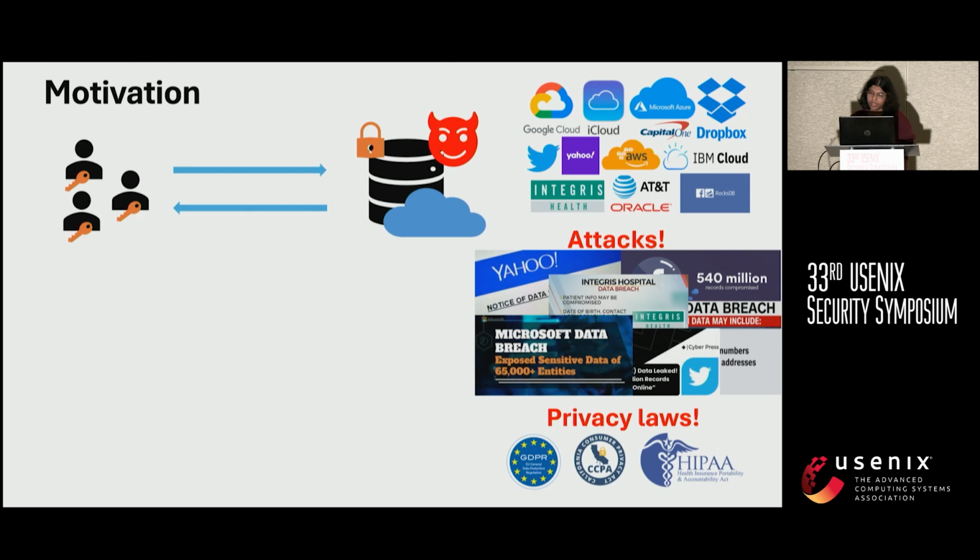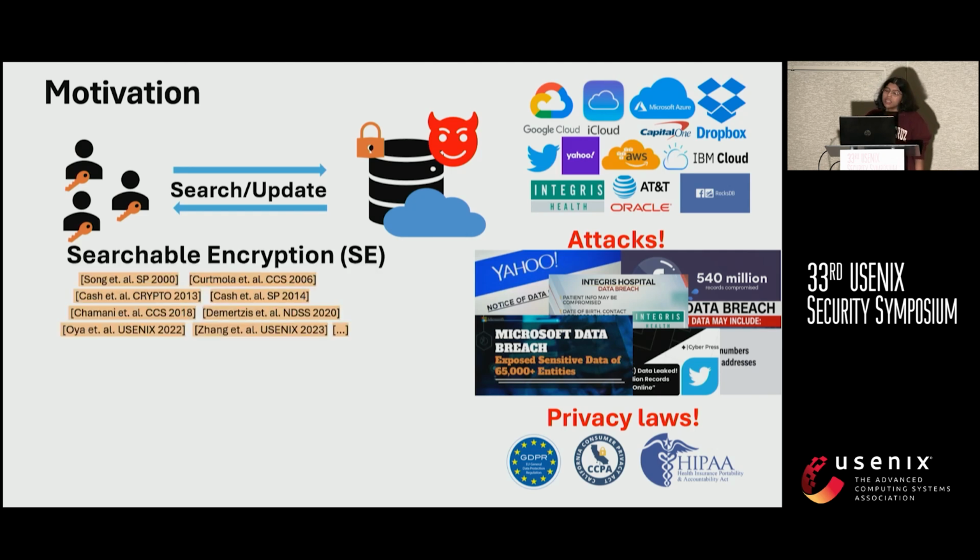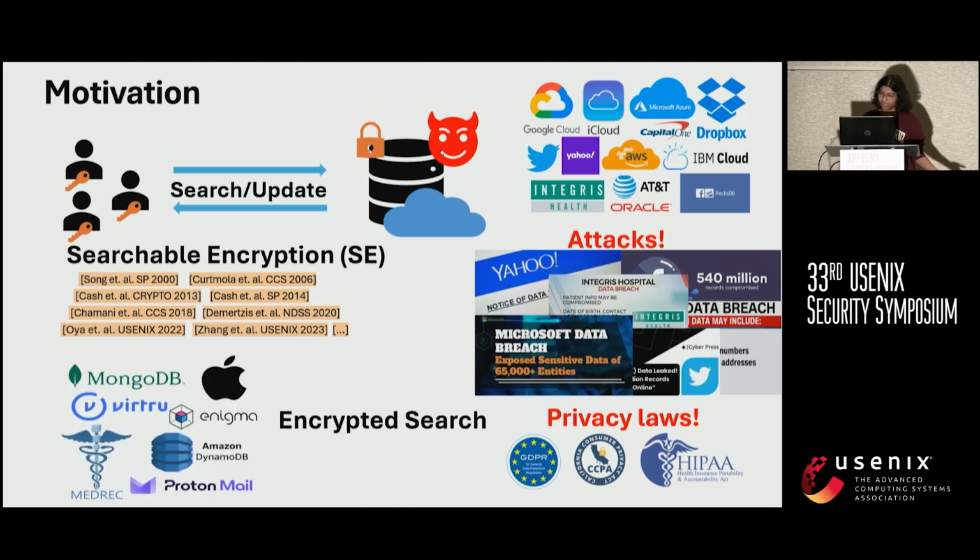One effective way to protect users' data is by storing them in encrypted form, but then the user will lose the ability to perform queries like searches or updates on their data. Searchable encryption techniques are really widely used ones which help us to query on encrypted data. This technique is also popularly known as encrypted search, and it has been adapted in many real-world applications.